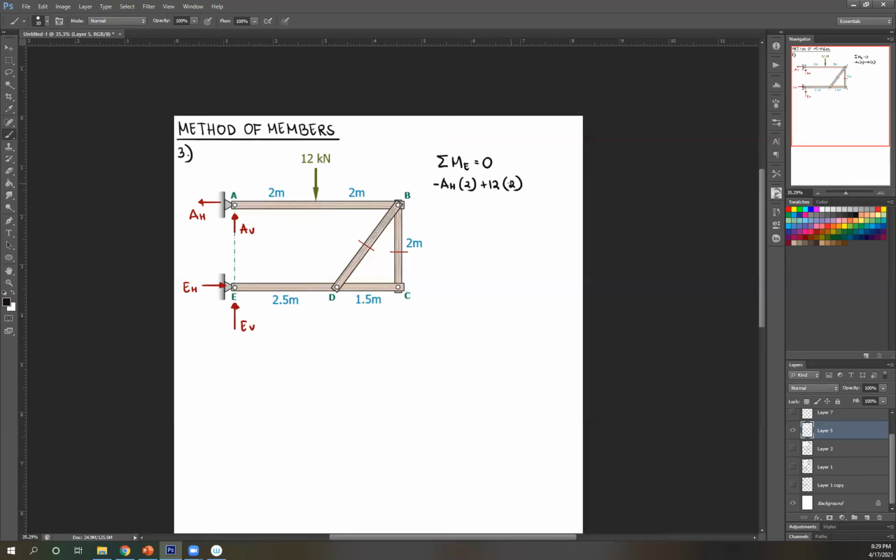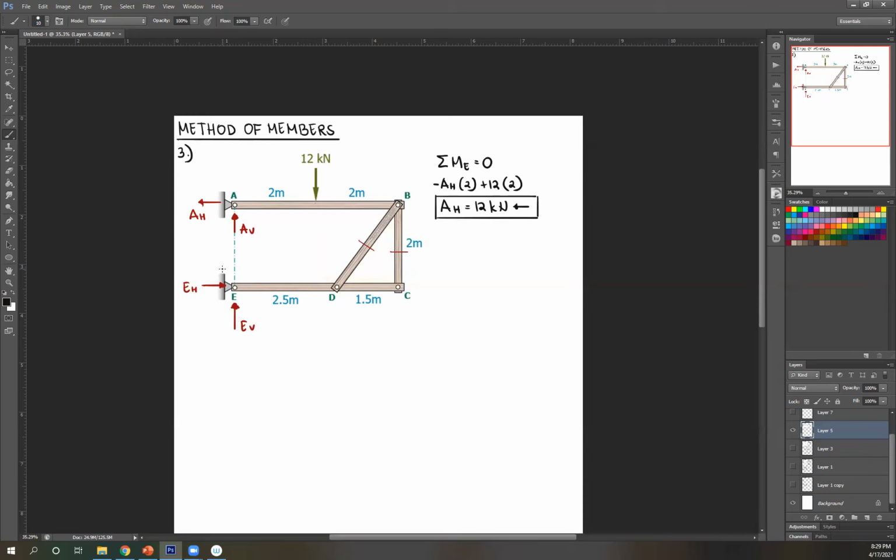Okay? There's no other external force, therefore solving for AH, that is 12 kilonewtons. And then positive, therefore correct assumption, it's to the left. Okay, so that's one down. Next.